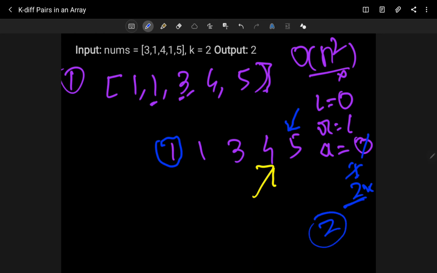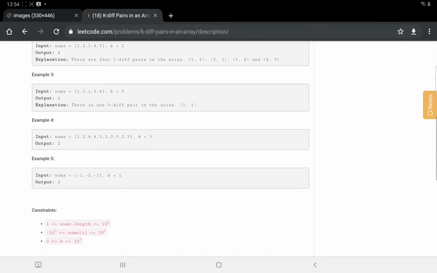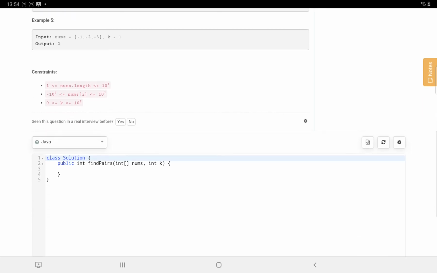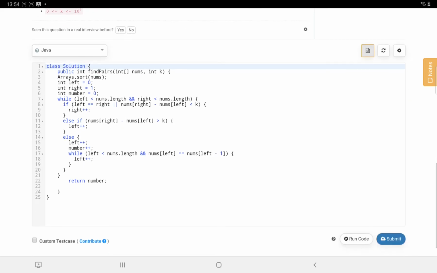So now let's quickly see the code for the same. I already completed the code using Java. Let's try to see that, and after that we will analyze the time and space complexity for the same. So this is the code. What we are doing here, as I already told you, we sorted the array, then we take 3 variables: left, right and number. Then the exit condition is here: left and right should be less than num.length or array length. In this case it's 5. Whenever it crosses that length or is equal to the length, we are going to stop execution and return number.